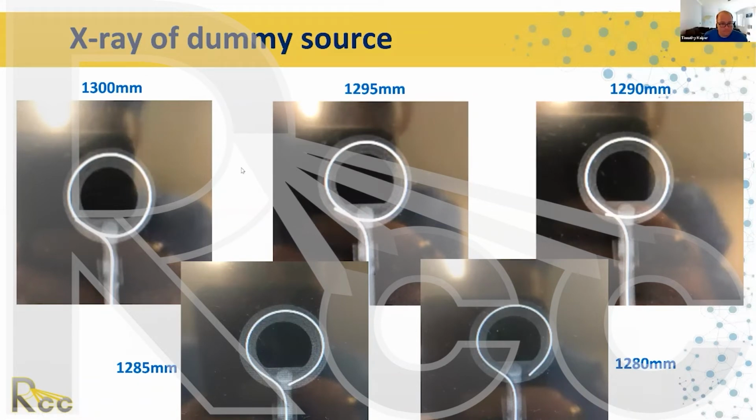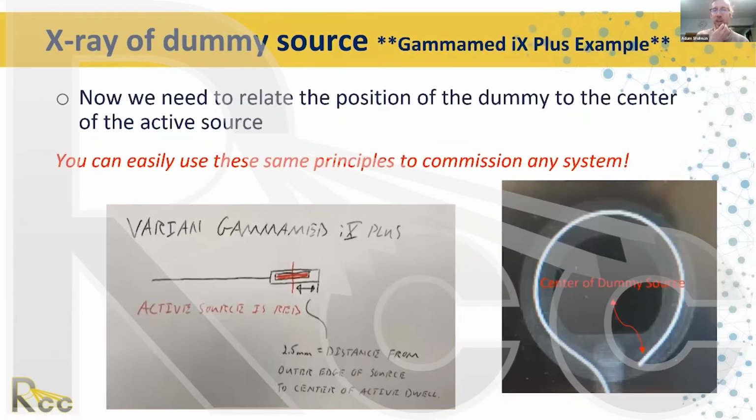Thank you. So here again, the same images from earlier, but x-rays of a dummy source. Sorry, so these are the x-rays of the actual dummy source. And again, this is a Varian Gammamed IX plus example. So don't use these values or distances as your own. You have to look up in your own manuals what your distances are, what your physical properties are. But to explain the concept, I'm going to share with you some of the physical distances of a Gammamed system.